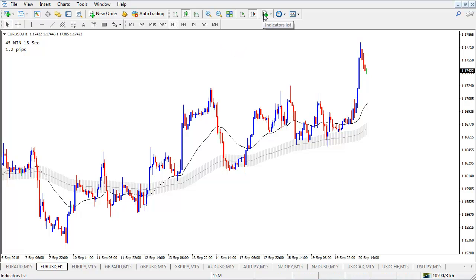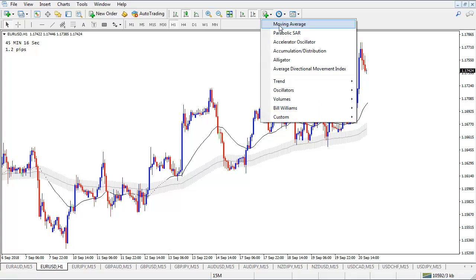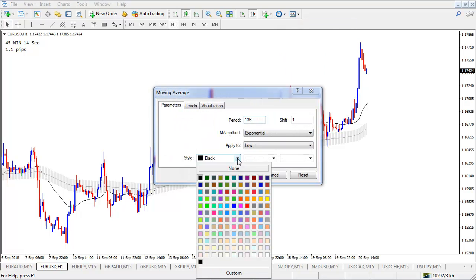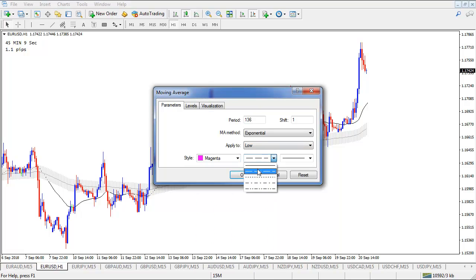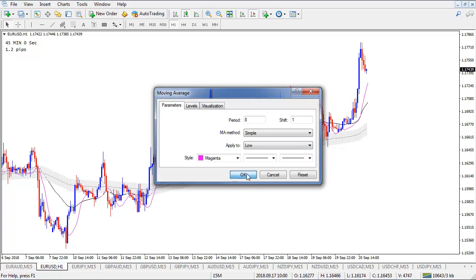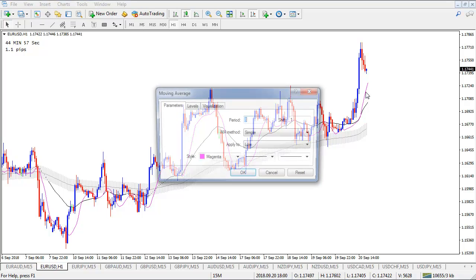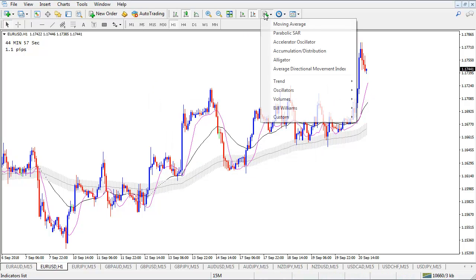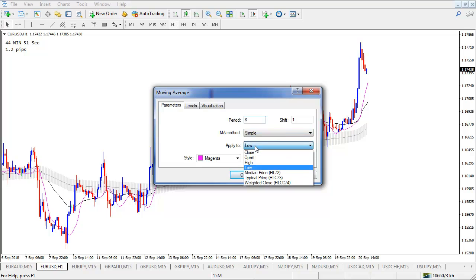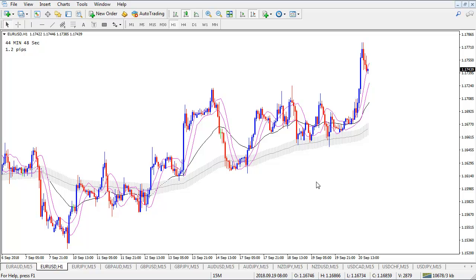I like to use a simple moving average channel, and I'm going to put one on here. So we'll make it magenta, of the low, but I'm going to go 8 simple of the low, we'll hit OK, and that gives me a simple moving average of the low. We'll add another one. This one is going to be of the high. So that gives me a channel.